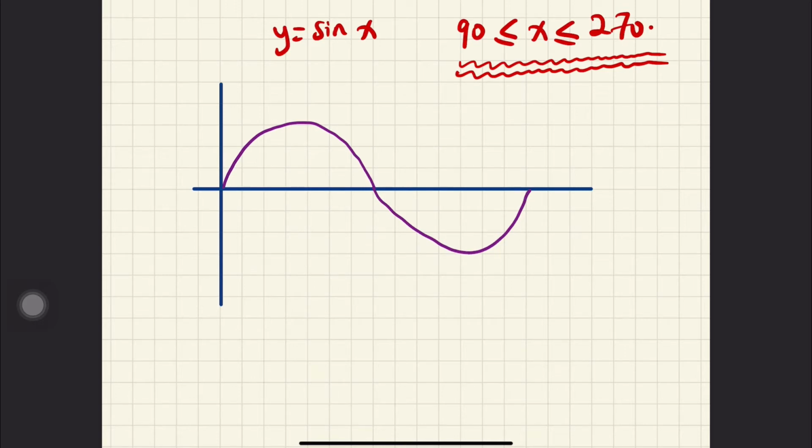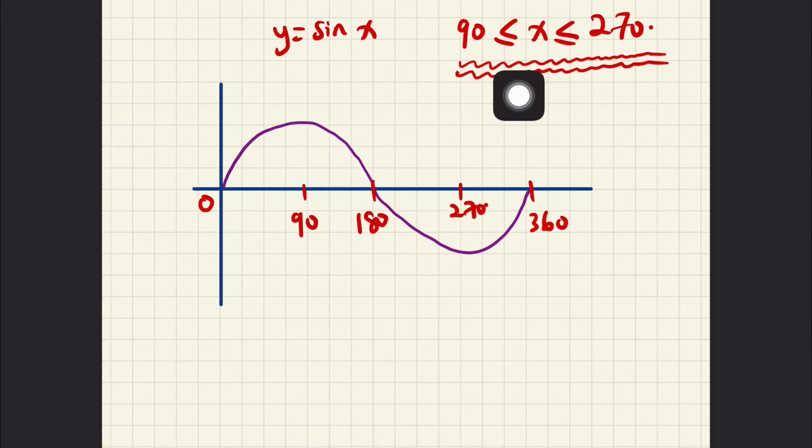Okay, contoh macam ni lah. Okay, so this one is 0. This one is 180. This one is 360. Over here is 90. Over here is 270. Okay, so if the question asks you to draw only for this domain, you look over here. This is from 90 to 270.